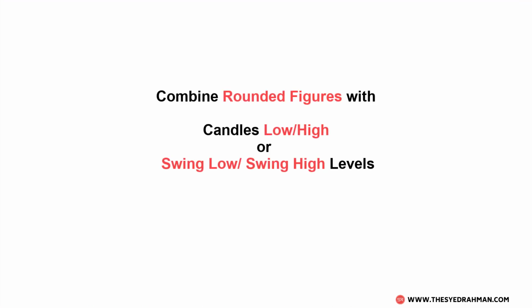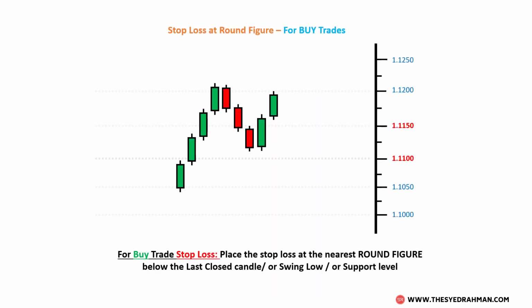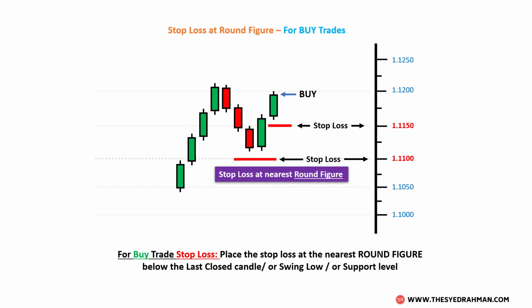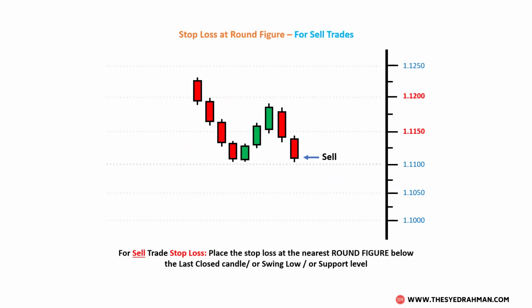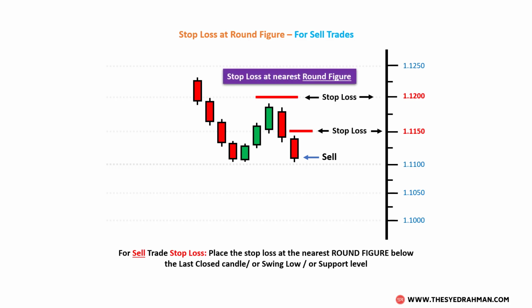To use the rounded numbers or psychological price levels as stop loss, we will need to combine the rounded figures with the previous two stop loss strategies we just discussed. So for a buy trade entry, look out for the nearest strong round figure below the lowest price of the last closed candle to set the stop loss, or at the nearest strong rounded figure below the swing low or support level. In the same way, for a short sell entry, look to set the stop loss at a nearby strong rounded number above the recently closed candle or at a strong rounded figure above the high of the swing high or resistance level.